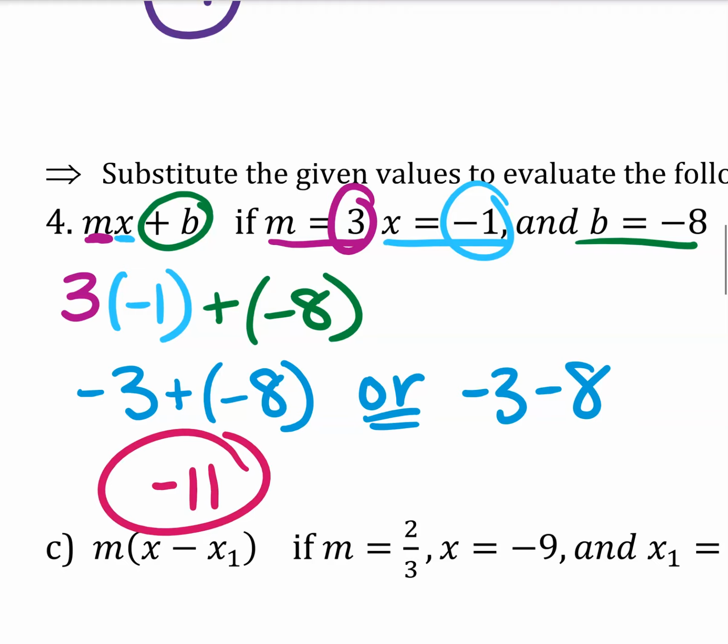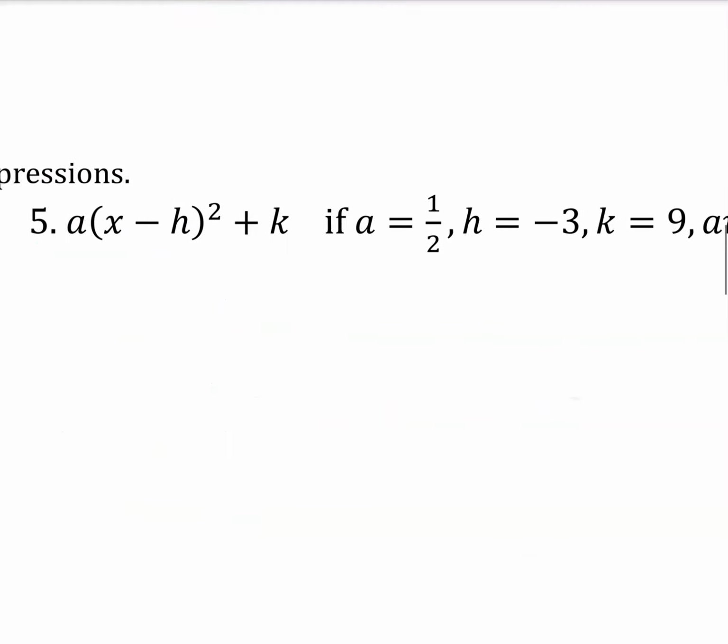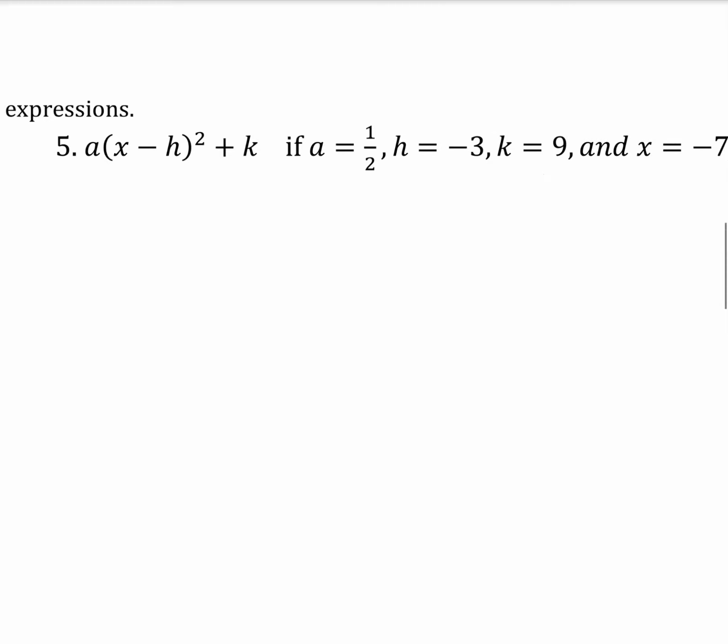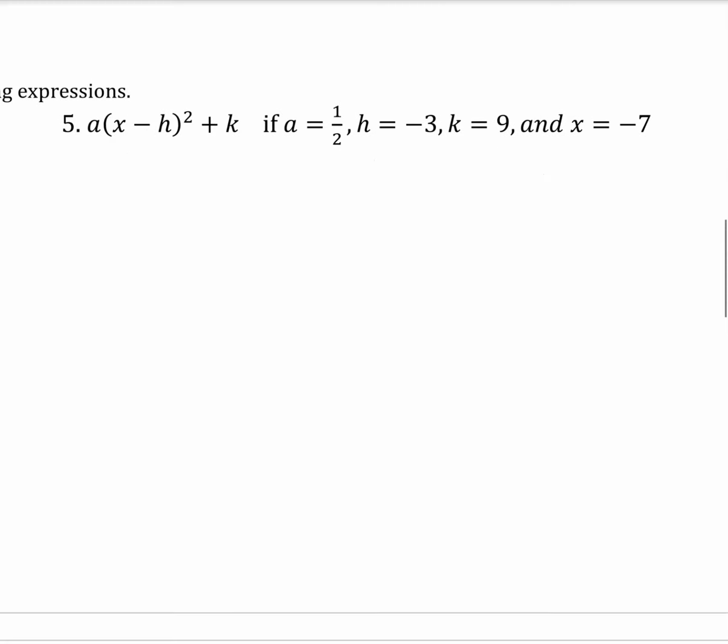All right, we're going to do one more together, and then you guys have one to try on your own. Ooh, this is a long one. Again, we've got this expression right here, a times x minus h squared plus k, and it doesn't really mean anything. It's just a bunch of letters, but then it tells us what the letters are. So we're going to do the same thing. a is going to be pink. There's a right there, so I'm going to put 1/2 where a is.